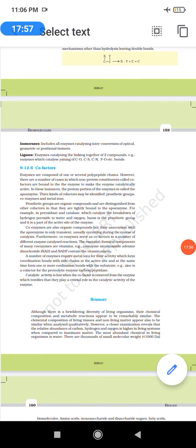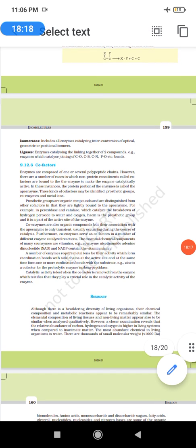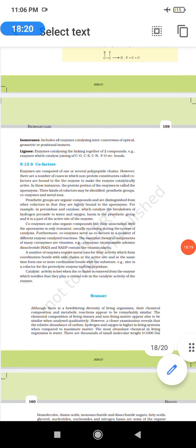Then we have the cofactors. So enzymes are composed of one or several polypeptide chains. However, there are a number of cases in which non-protein constituents called cofactors go and bind to the enzyme to make the enzyme catalytically active. Okay. So there are three kinds of cofactors. One is the prosthetic group, one is the coenzyme, and one is the metal ion.